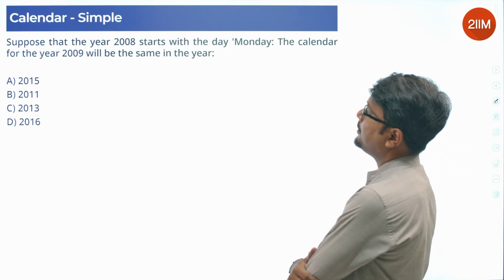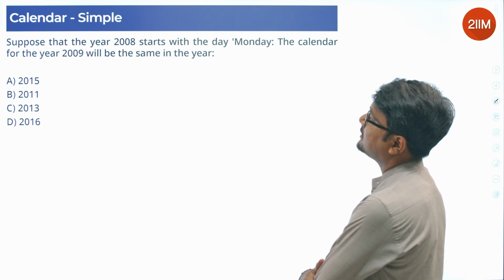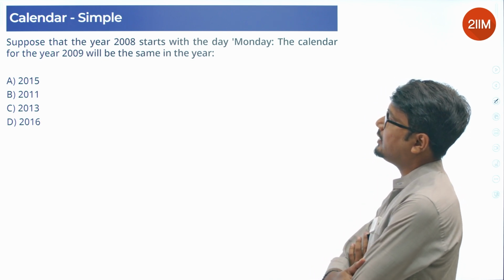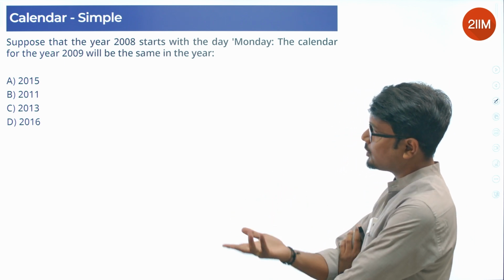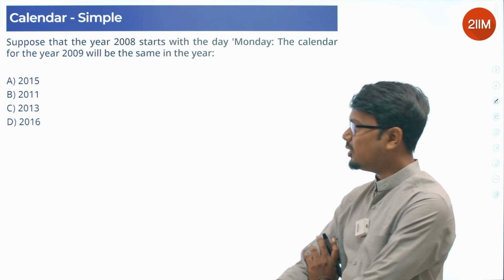Calendar. Suppose that the year 2008 starts with the day Monday. The calendar for the year 2009 will be the same in the year... So they are given the values. Okay. So we'll think in terms of odd days.